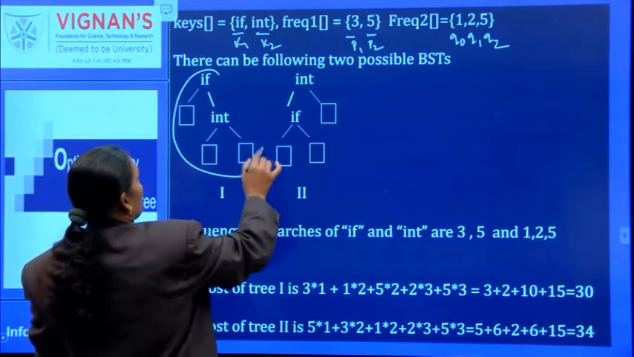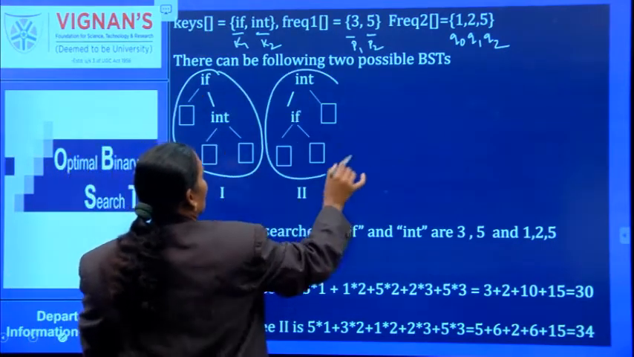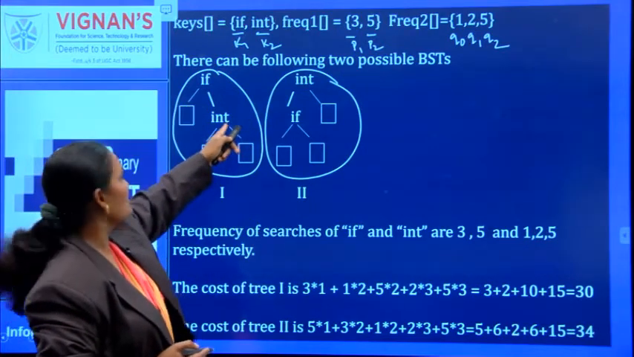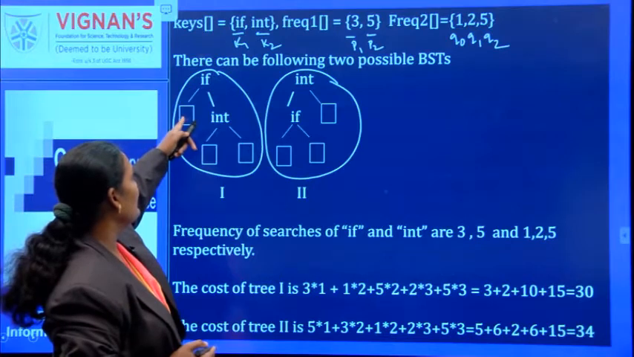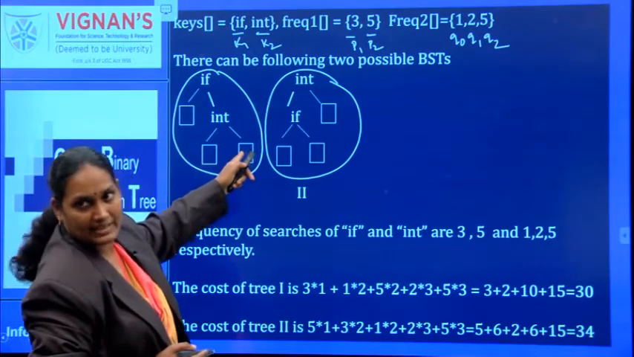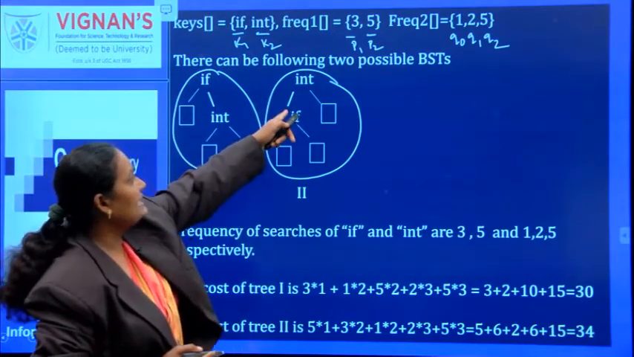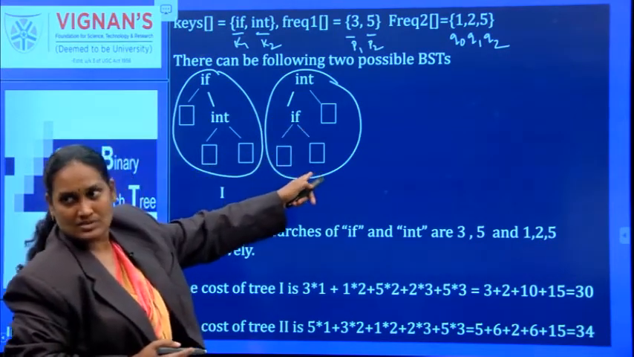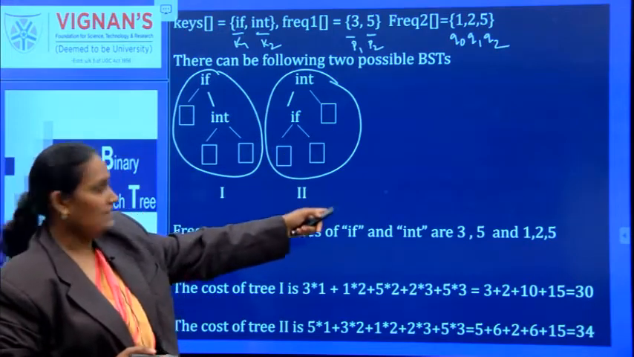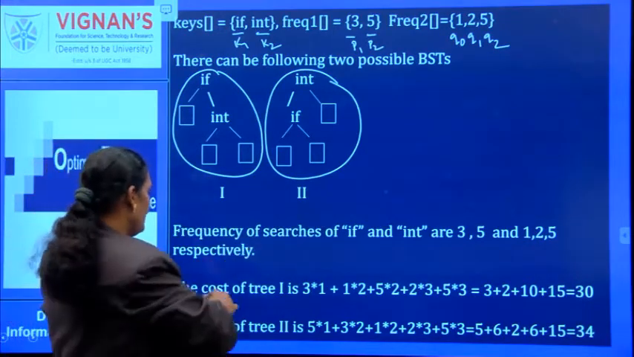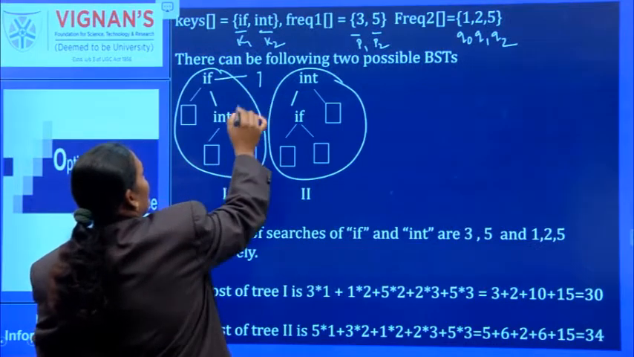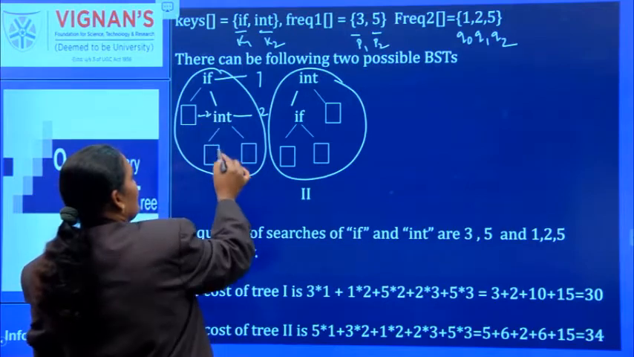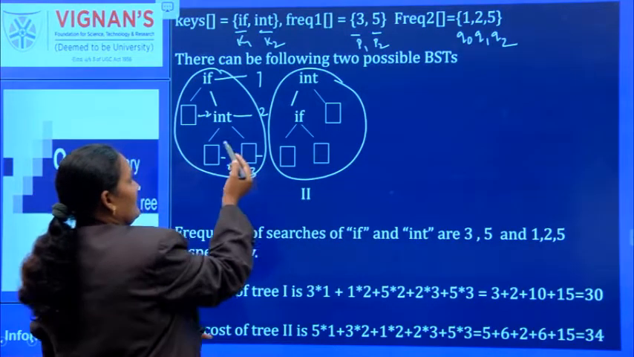Let us see the possible tree organizations. Here this is the first tree organization and this is the second tree organization. If is the root node, int is its right child, and there are dummy nodes here. In the second case, int is the root node, if is the left child, and these three are the dummy nodes. Now how to calculate the search time? If is present in level 1, int is present in level 2, and this dummy node is present in level 2, these dummy nodes are present in level 3.